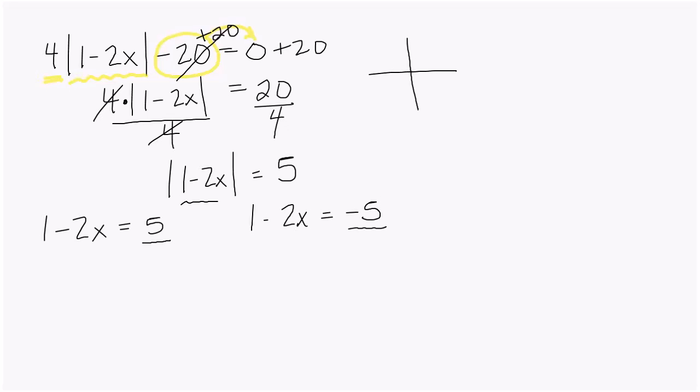So I'm going to subtract 1 from both sides. That gets rid of that. That gives me -2x is equal to +4, and x is equal to -2, because 4 divided by -2 is -2.